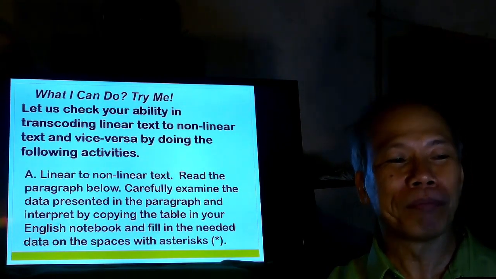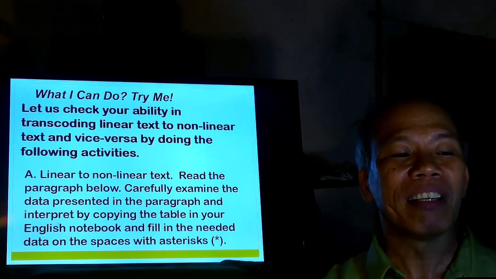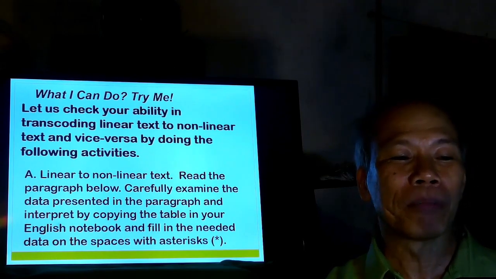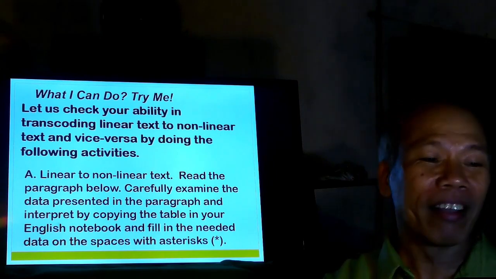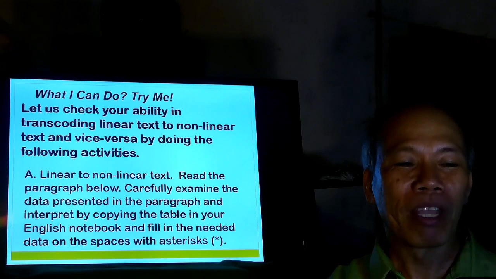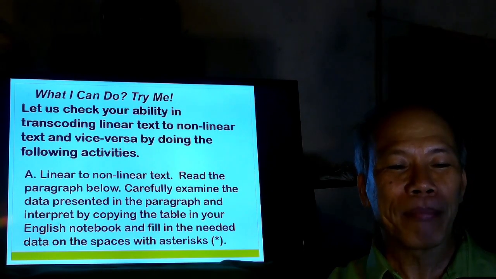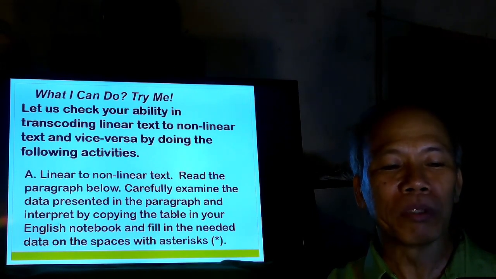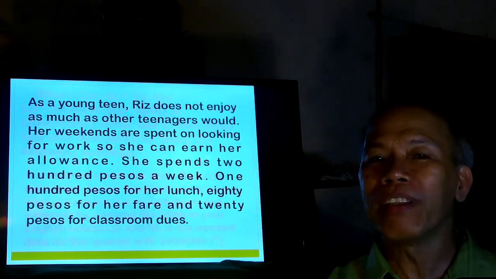What can I do? Try me. Let us check your ability in transcoding linear text to nonlinear text and vice versa by doing the following activities. A. Linear to nonlinear text. Read the paragraph below. Carefully examine the data presented in the paragraph and interpret by copying the table in your English notebook and fill in the needed data on the spaces with asterisks.